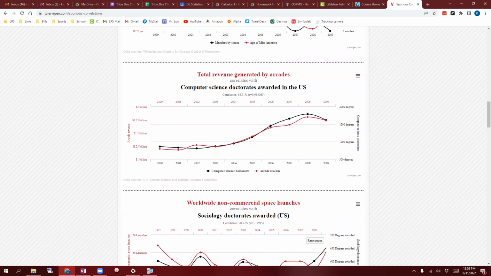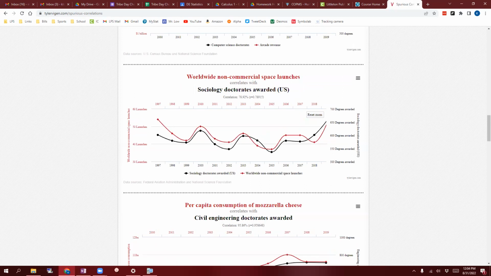Also, when you're looking at this website, I think it's fascinating what information is out there. In order to make this scatter plot, you have to be able to find the total revenue generated by arcades by year, which means that's recorded somewhere where you could go out and do some research and find that information.